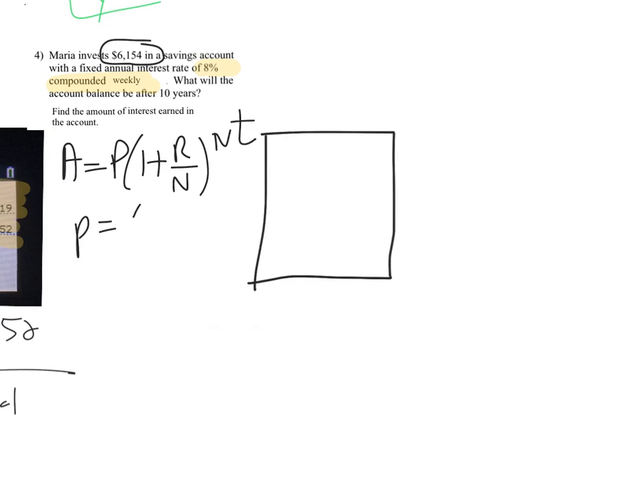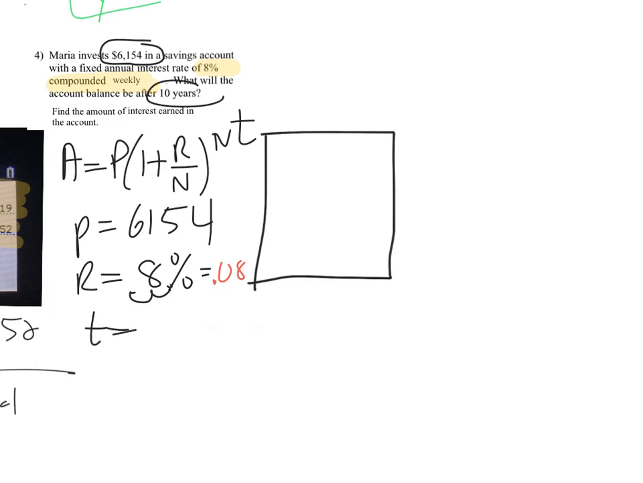Our principal is $6,154. Interest rate R is 8%. So when we convert that to a decimal, that's going to be 0.08. T, the time in years, is going to be 10 years. And the interest is compounded weekly. And since there are 52 weeks in a year, that means if you get interest once a week, you get interest 52 times a year. So N is going to be 52.